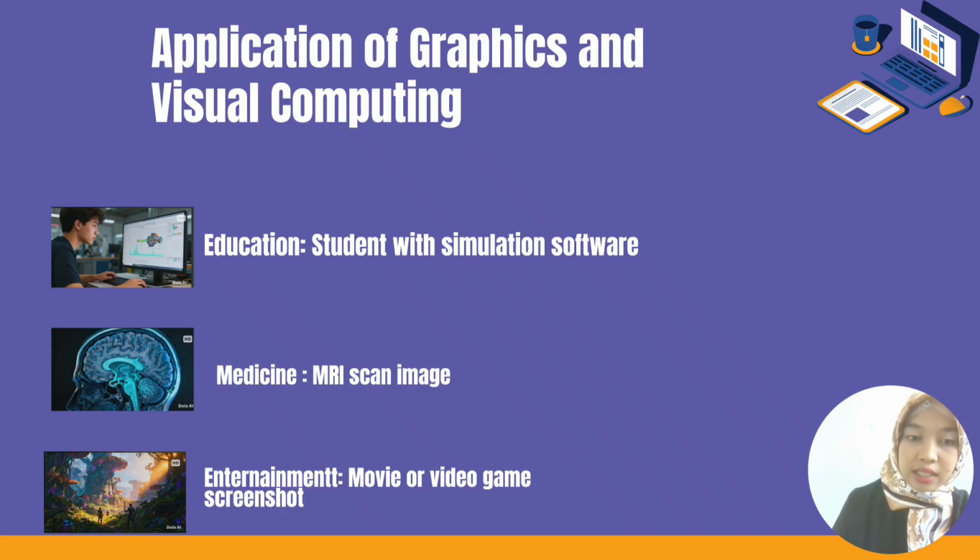So last is entertainment, a movie or video game screenshot. Entertainment powers the creation of visuals for movies, like CGI effects, and video games, including 3D environments, characters, and animation. It delivers an immersive, high-quality experience for audiences and players. So when we see this feature of entertainment, movie or videos, this is the color code that applies the 3D graphics.